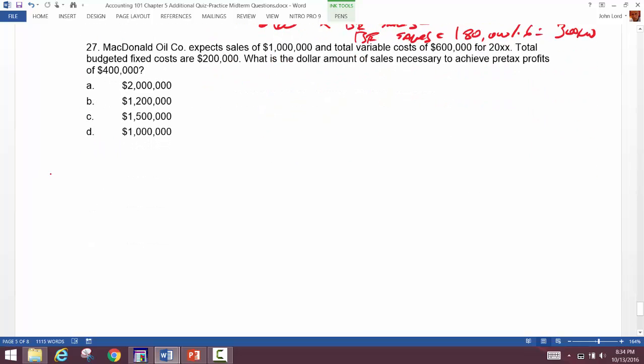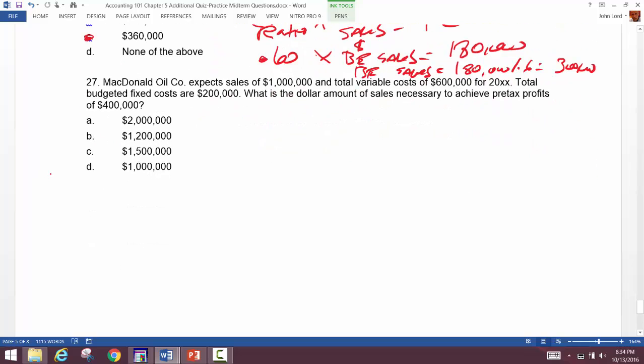Let's take a look at this one. So we have this McDonald Oil Company, and they're asking me here, what is the profit? So this is going to be a target profit question. So I'm just going to have to add the target profit to the fixed cost to answer this one.